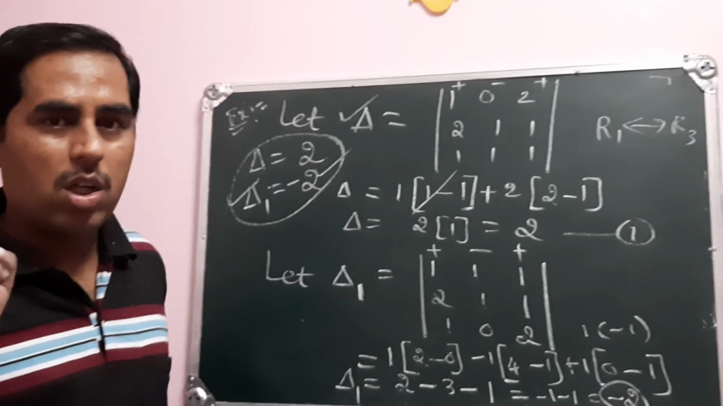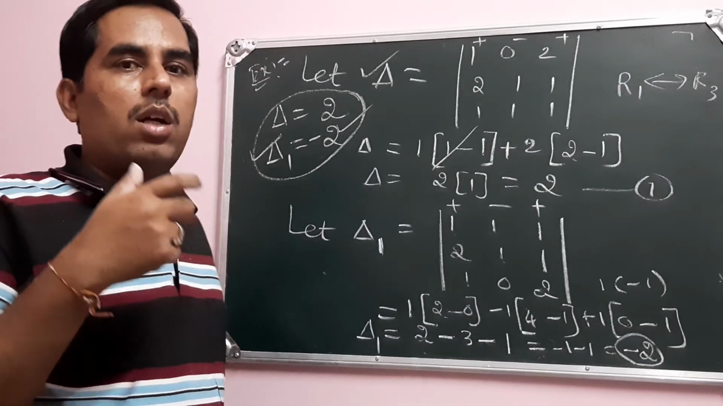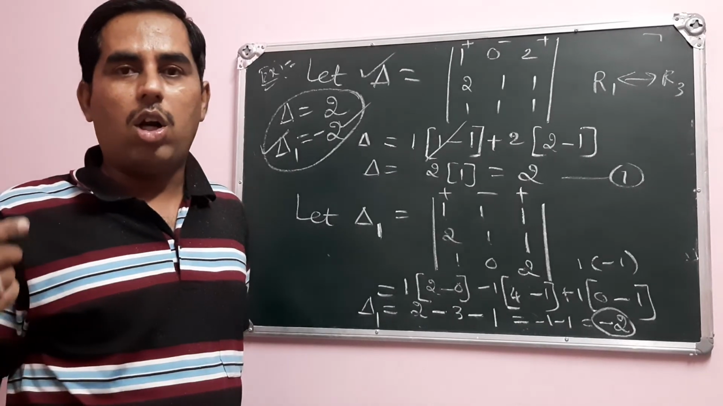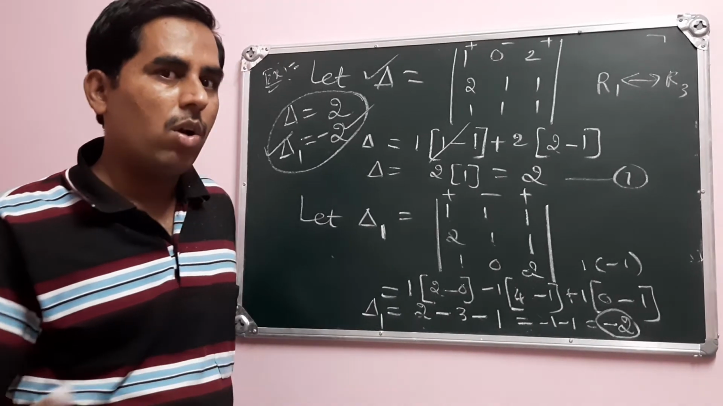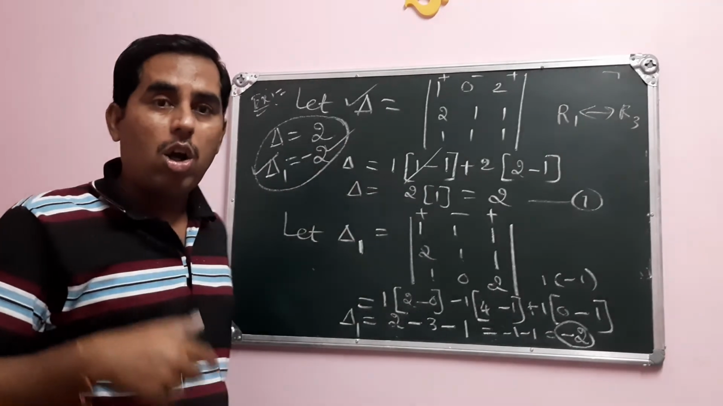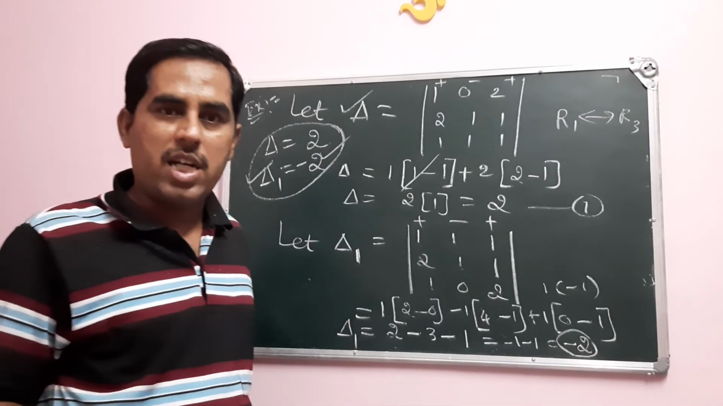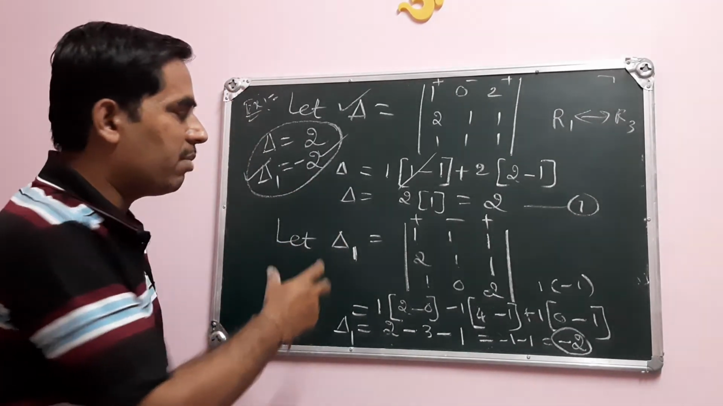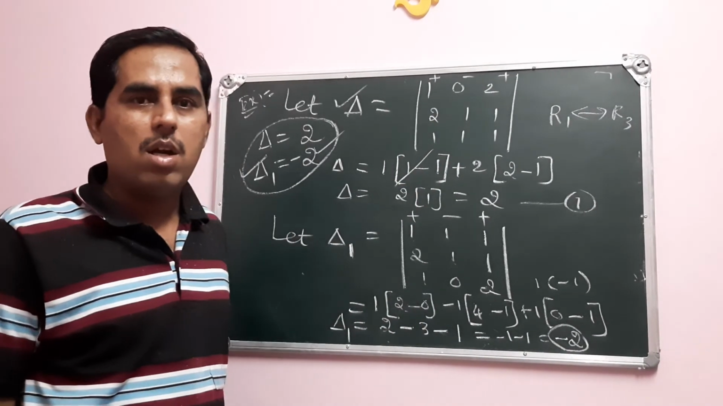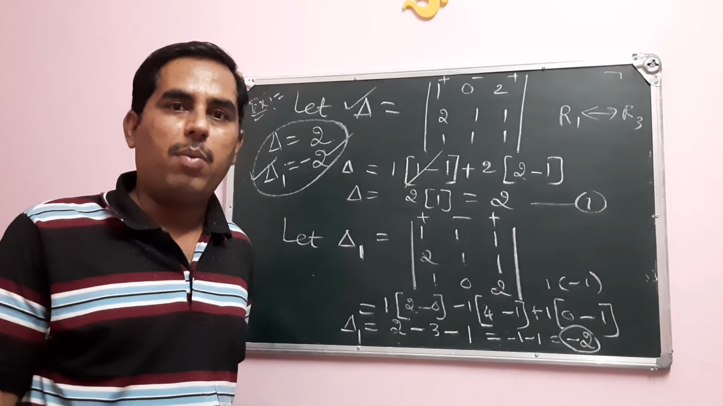So in this class, we have learned two properties. Let me recall those two properties. The first property says, if we interchange the rows and columns of a determinant, the value of the determinant will not change. The second property says, if any two columns or rows of a determinant are interchanged, then the sign of the determinant changes. These two properties, we have verified by taking examples. So you can take your own examples like this and verify these two properties. Let me take up the remaining properties in the other class.